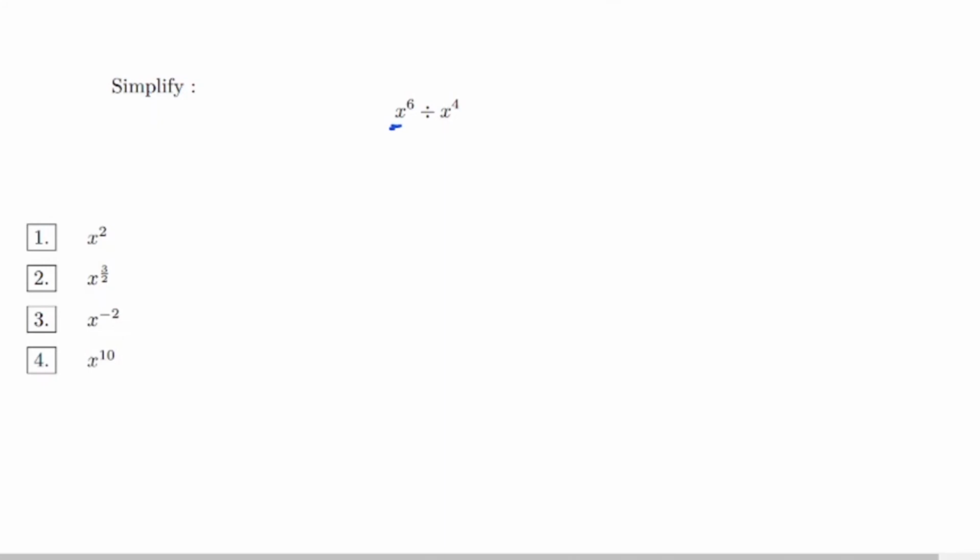Simplify x to the power 6 divided by x to the power 4. Well, these are two powers of the same base. So we have the x here, and then we just have to subtract the exponent. 6 minus 4 is 2. So we have x to the power 2. And this one's not so bad. We could do it, honestly, the long way.